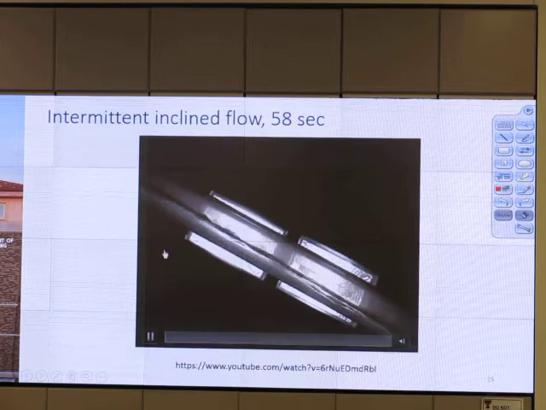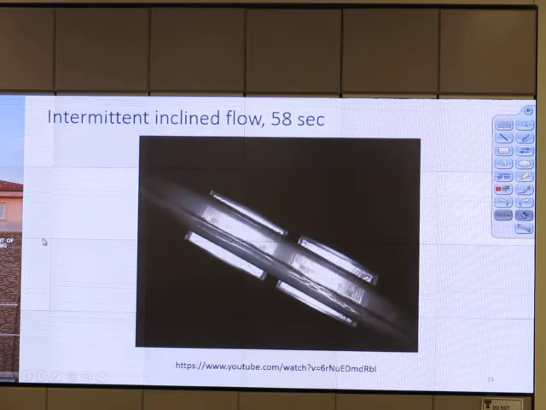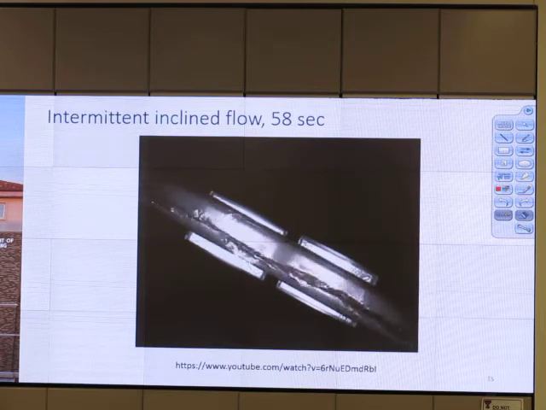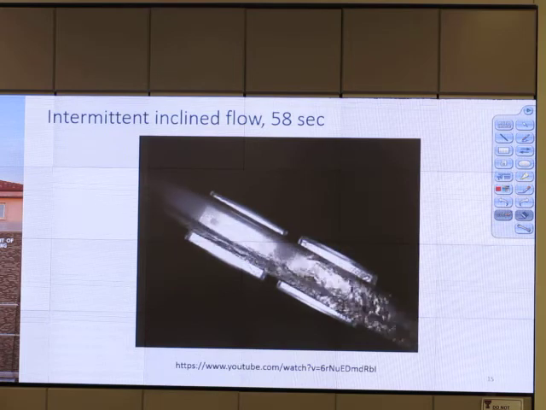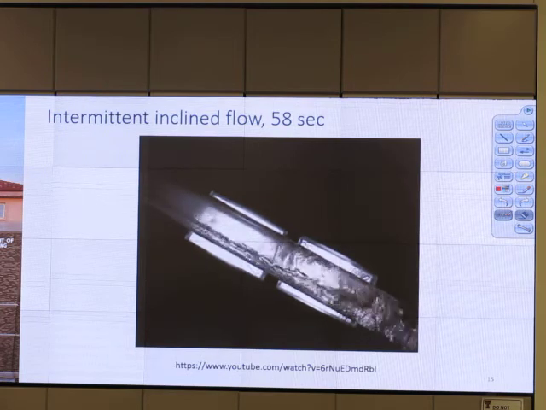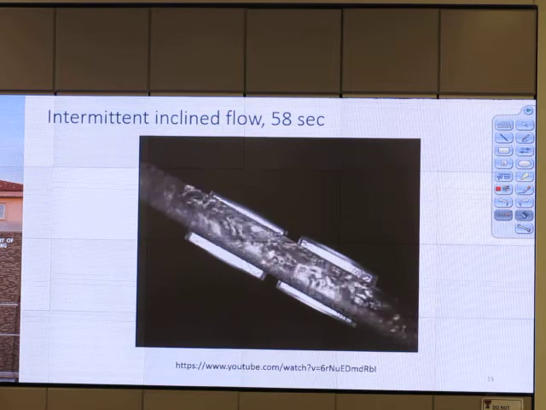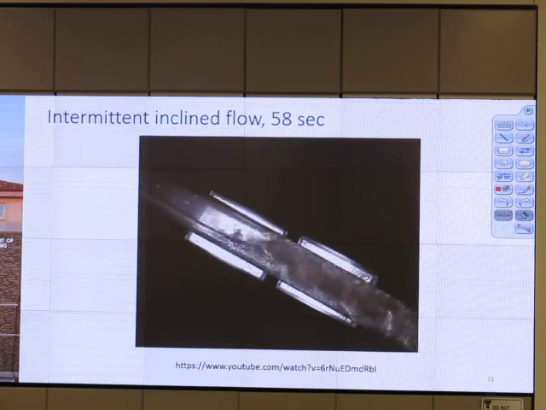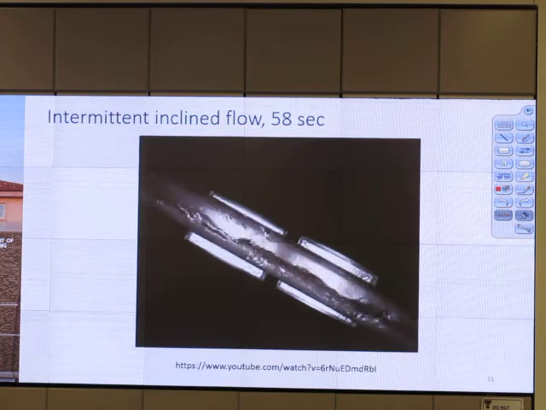Take a look at this. Thick film falling down. This is one video from YouTube. Slug body moving up. Film going down. Slug body moving up. Is this chaotic enough to be churn flow? I don't think so. I would define this as slug flow.